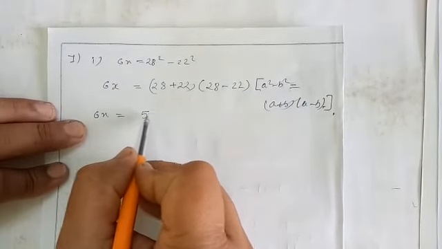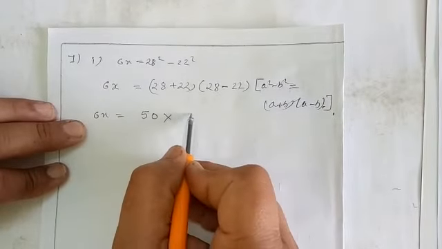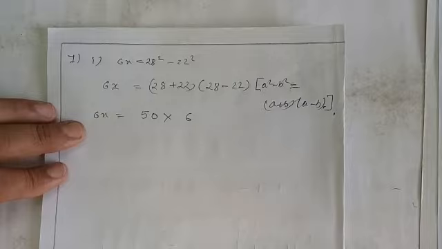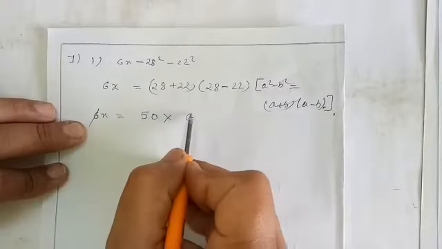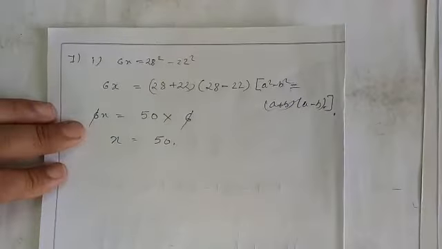Now 6x equal, you have to add this. If you add, it will be 50. Here what is the symbol? Subtract. We have to subtract it. If you subtract, it will be 6. Then cancel this 6 and 6. So x equal 50.